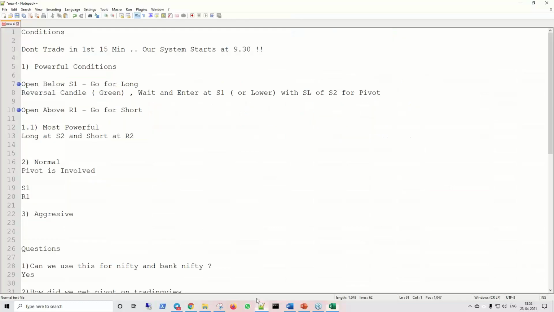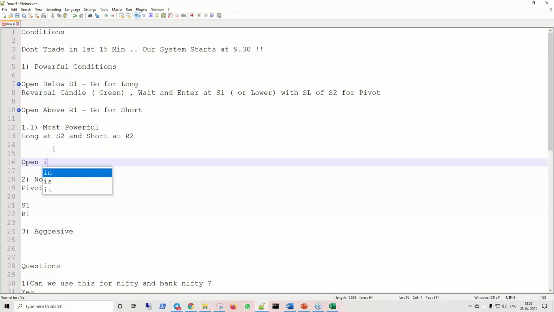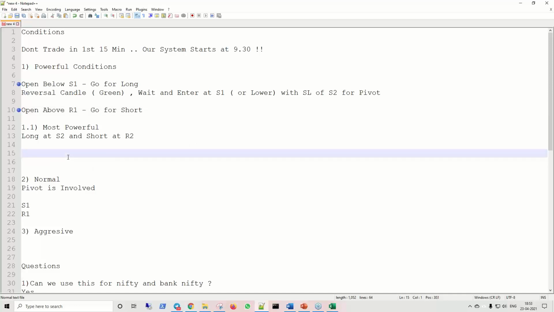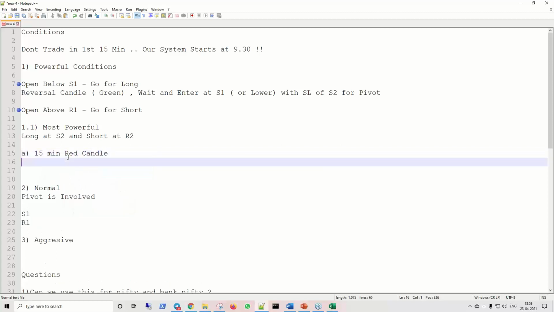All we have to do is wait for the first 15 minutes candle to be completed. Don't trade in the first 15 minutes. The first 15 minutes should be a reversal candle or a candle in our intended direction. Let us say the open is above R1. When the open is above R1, very simple, we are waiting to go short, if the first 15 minutes is a red candle. If the first 15 minutes is a red candle, you can short at R1 with R2 as SL after 9:16.